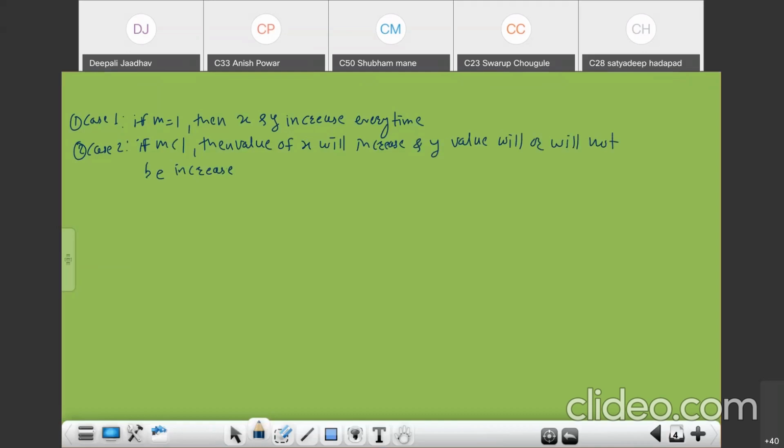And the third case, case number 3. If slope m is greater than 1, then the value of y will increase every time, and the x value will or will not be increased, depending upon the value of m.